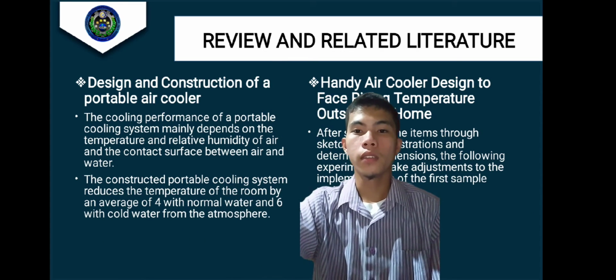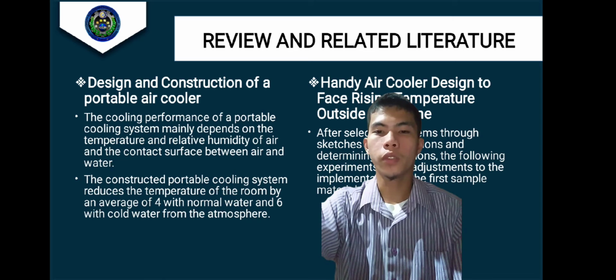The third one is the design and construction of a portable air cooler. The cooling performance of a portable cooling system mainly depends on the temperature and the relative humidity of the air and the contact surface between air and water. The constructed portable cooling system reduces the temperature of the room by an average of 4 degrees with normal water and 6 degrees with cold water. It showed better performance in the closed room, but relative humidity increased slightly more than in the open room because the room was being saturated.